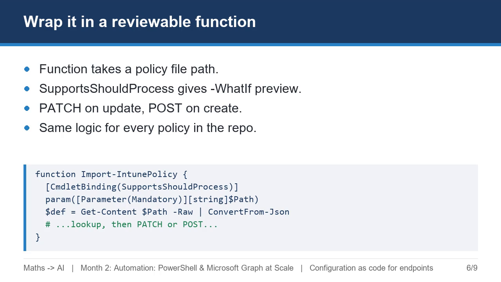Wrap that create or update logic in a clean function that takes a policy file path. Add SupportsShouldProcess so you get -WhatIf for free, letting a reviewer or operator preview exactly what would change before it touches the fleet. The function reads the file, converts it from JSON, looks for an existing policy by name, then patches or posts. Because it is one function, you apply the identical logic to every policy in your repo by looping over the files.